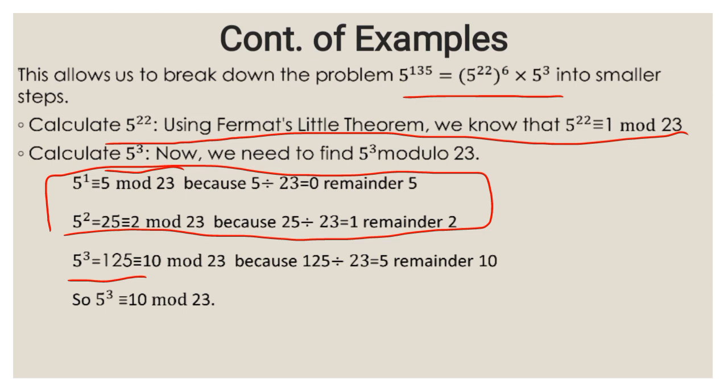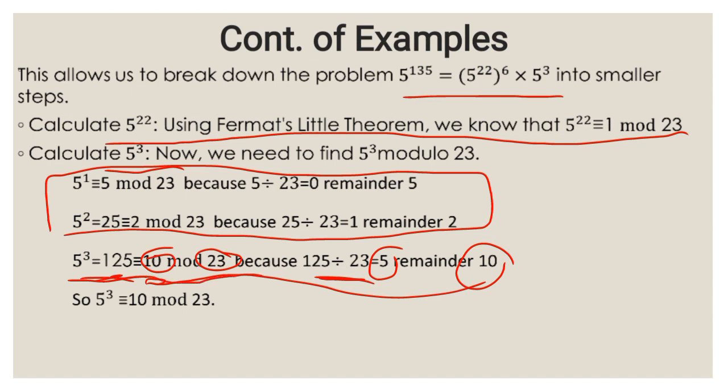5 raised to the power 3 is 125. So how many 23s are there in 125? There are 5 of them. And what is the remainder? The remainder is 10. So you will get this here, that if 5 raised to the power 3 is divided by 23, the remainder is 10, meaning that 5 raised to the power 3 is congruent to 10 modulo 23.